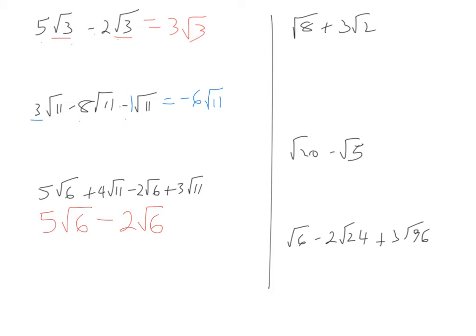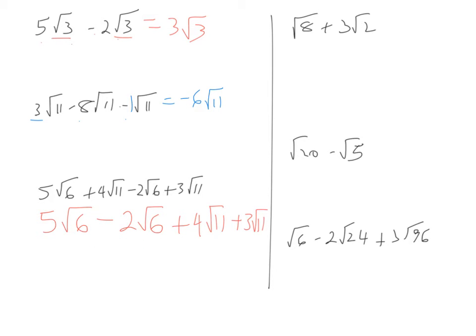And then we've got plus 4 root 11 minus or plus 3 root 11. It helps to write it in order. You don't have to, but that's my advice. That's a line of working as far as I'm concerned. And remember, whatever the symbol is in front of the term you've got there, it belongs to the term. So now we've got 5 root 6 minus 2 root 6.